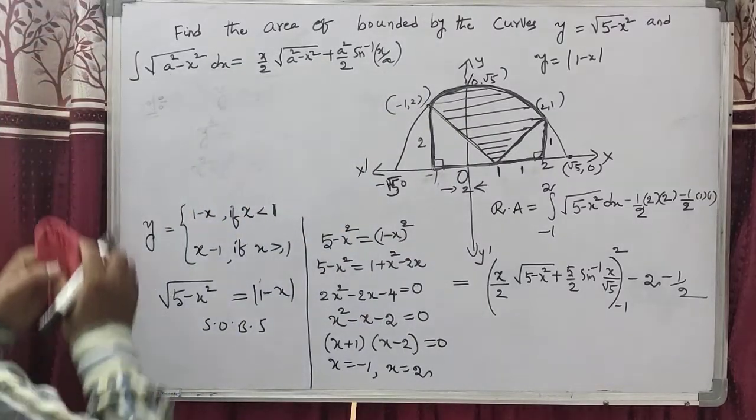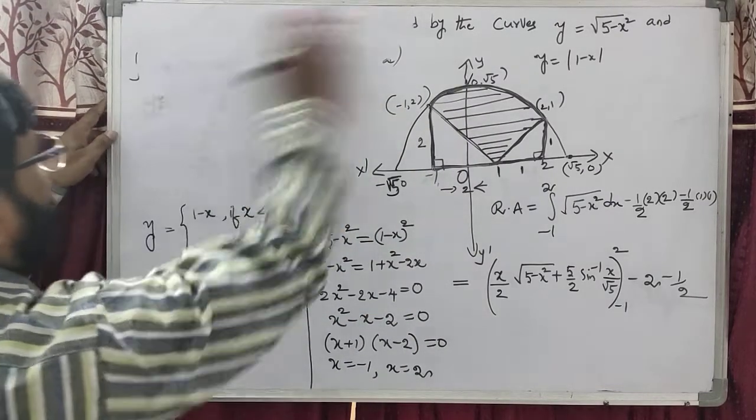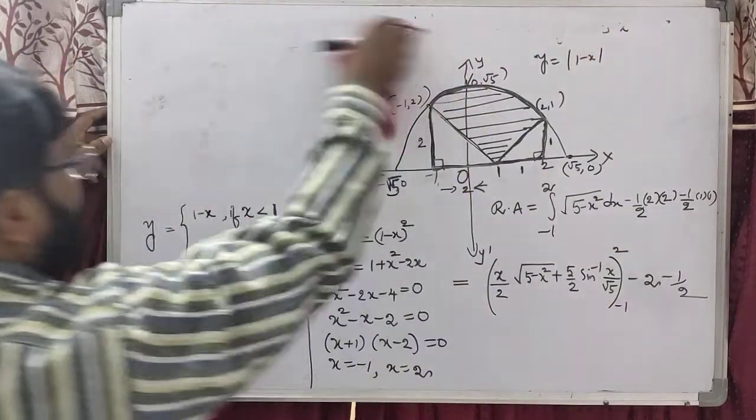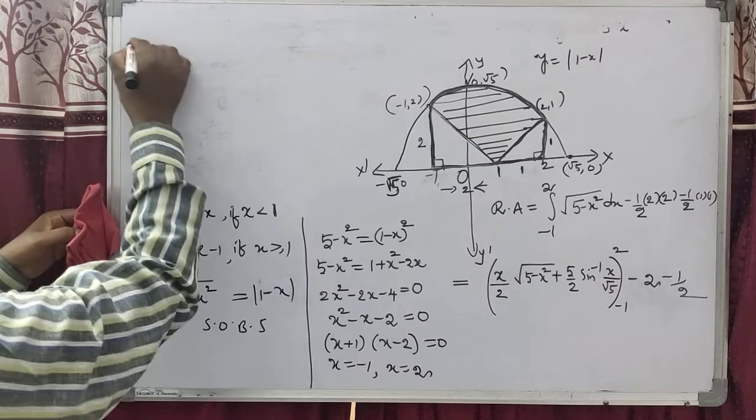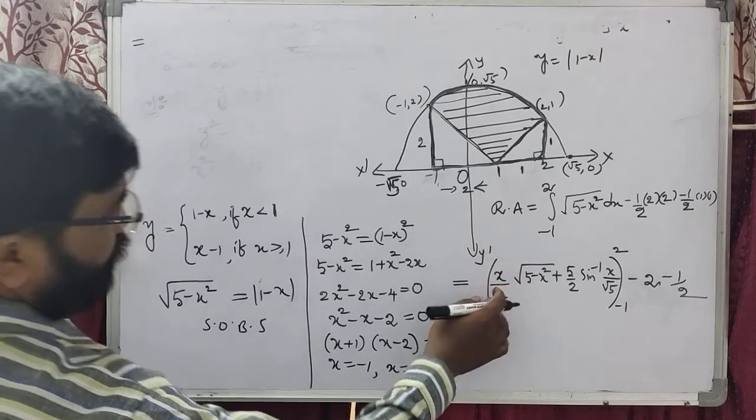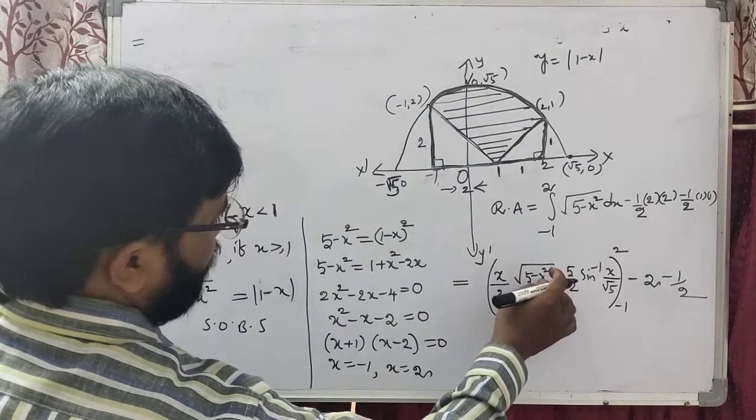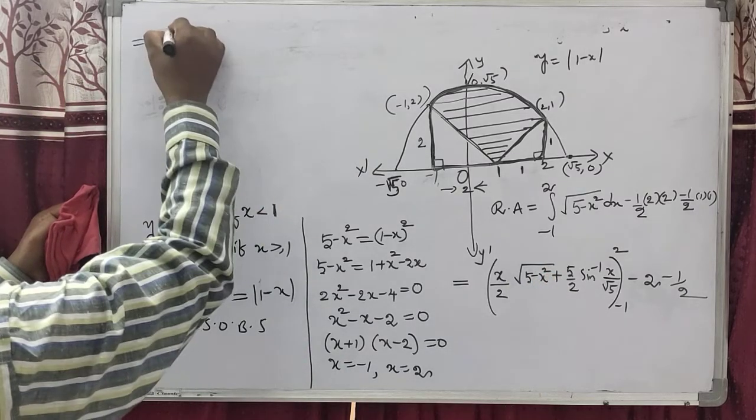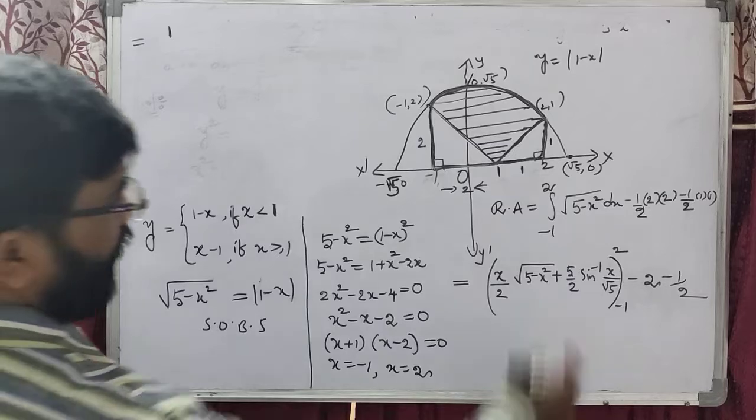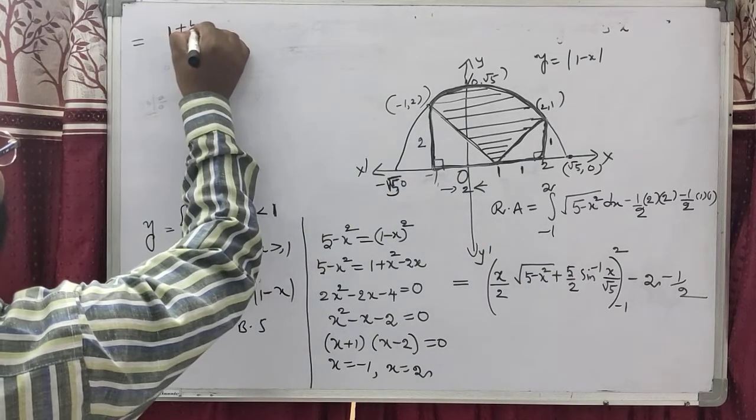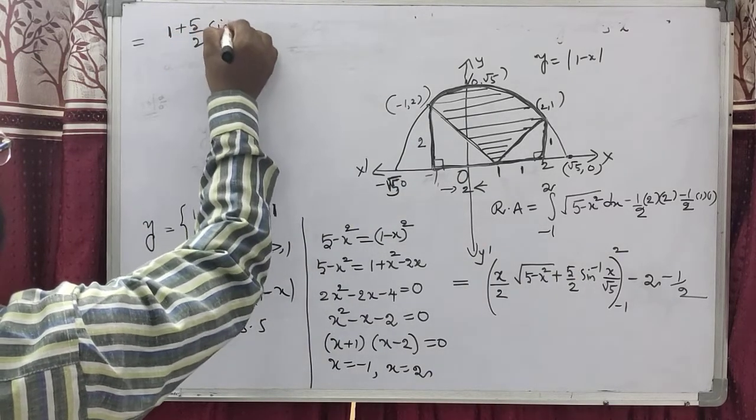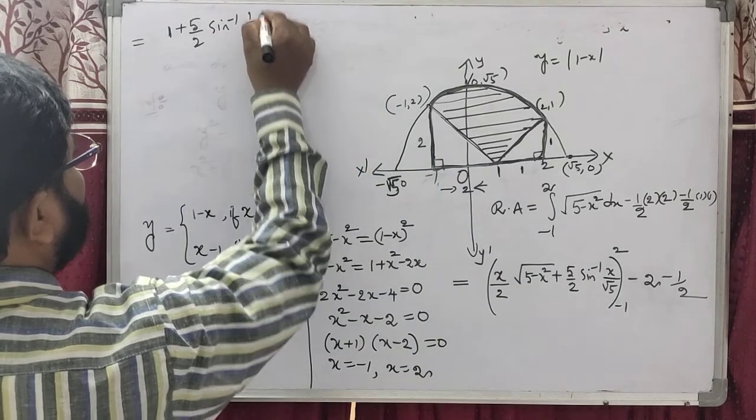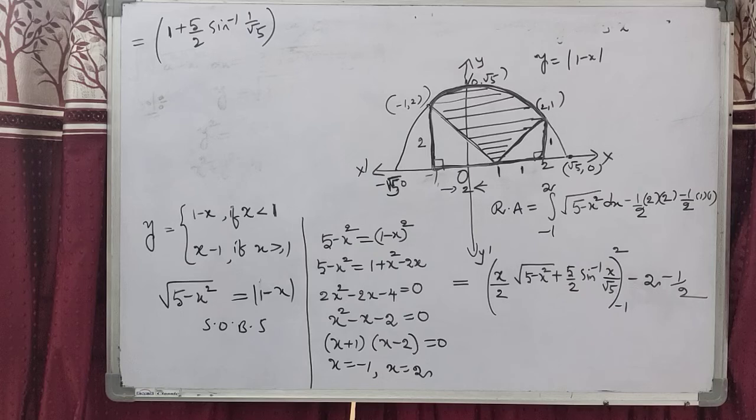Dear students, first we are substituting the upper limit. That means we got 2 by 2 is 1, root of 5 minus 2 square. 2 square is 4, 5 minus 4 is 1. That is 1. Okay students, 5 by 2, sine inverse of 2 by root 5. This is when we are substituting the upper limit.